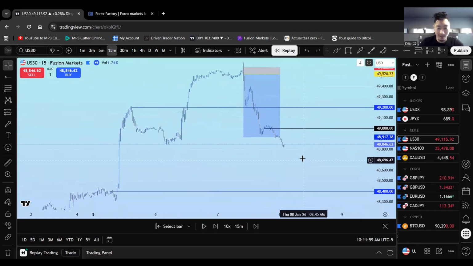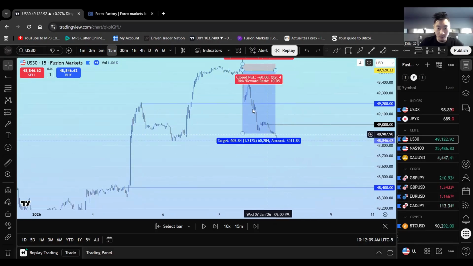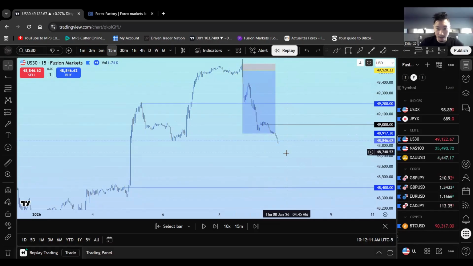I was doing something else, you know, just hit TP, man, as I was enjoying my time traveling there, just seeing the price going to the downside. So it was pretty nice.